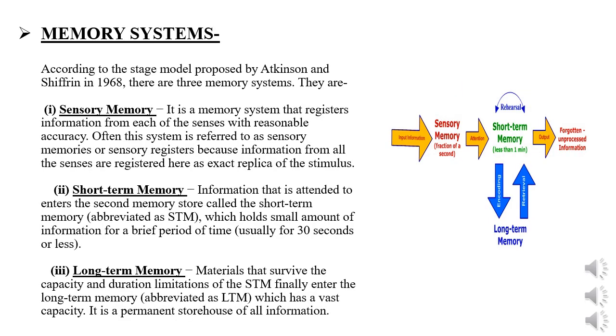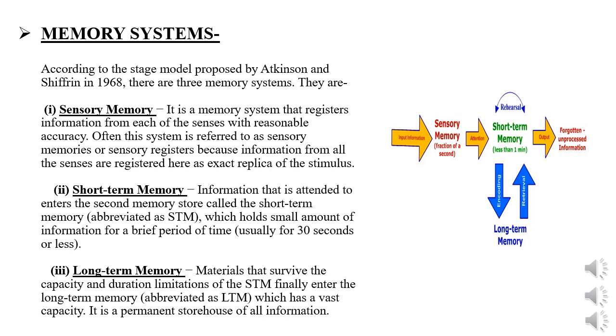Then comes our memory systems or memory types. According to the stage model proposed by Atkinson and Shiffrin in 1968, there are three memory systems. They are the sensory memory, the short-term memory, and the long-term memory. Sensory memory is a memory system that registers information from each of the senses with reasonable accuracy. Often this system is referred to as sensory memories or sensory registers because information from all the senses is registered here as an exact replica of the stimulus.